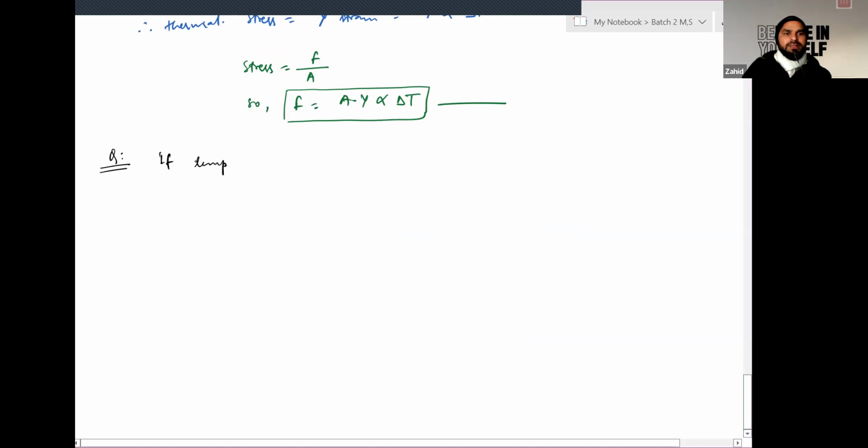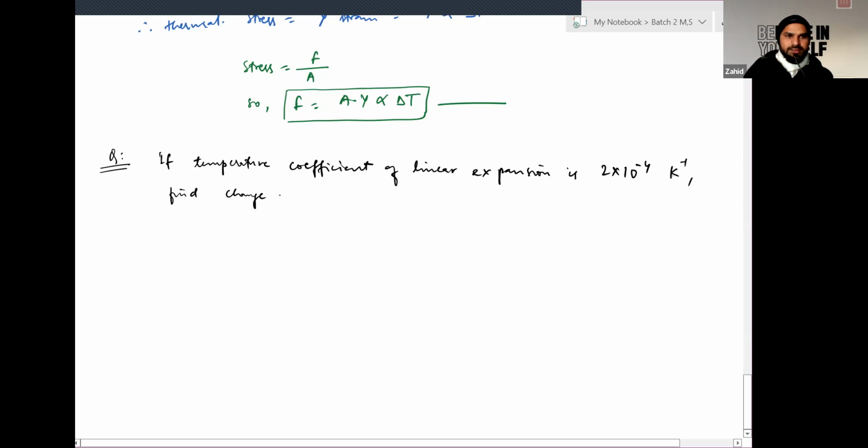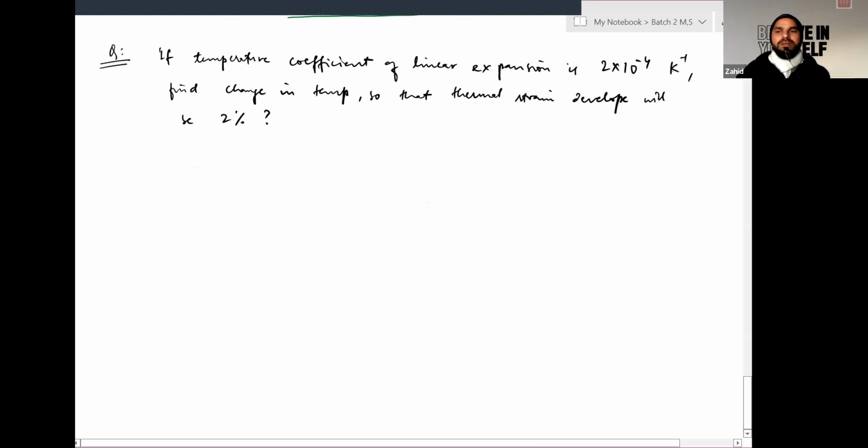If the temperature coefficient of linear expansion is 2 into 10 to the power minus 4 Kelvin inverse, find the change in temperature so that the thermal strain developed will be 2%. Use the above formula and try to simplify.